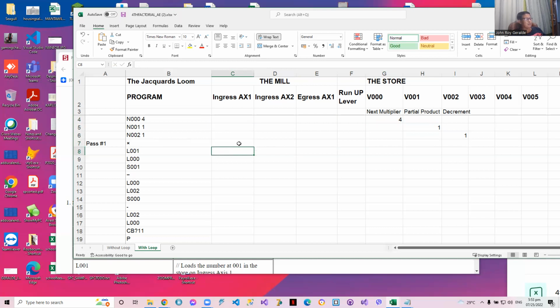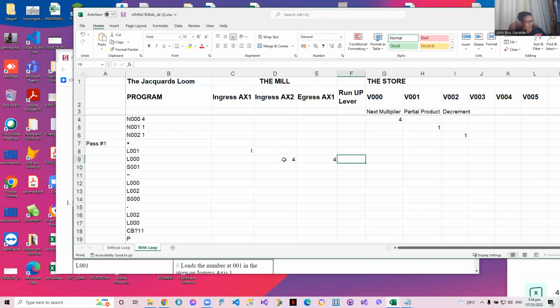L001. What happens to the egress axis? Anyone? To make a long story short, this is 1. Why? Because 001 here is 1. L000. This is 000. This is 4. You follow? What happens to the egress axis? Anyone? What's the value, 4, here? Sir, 4. Very good. 4.